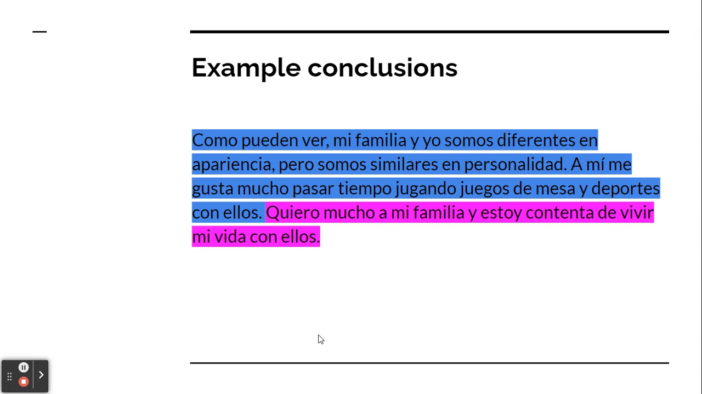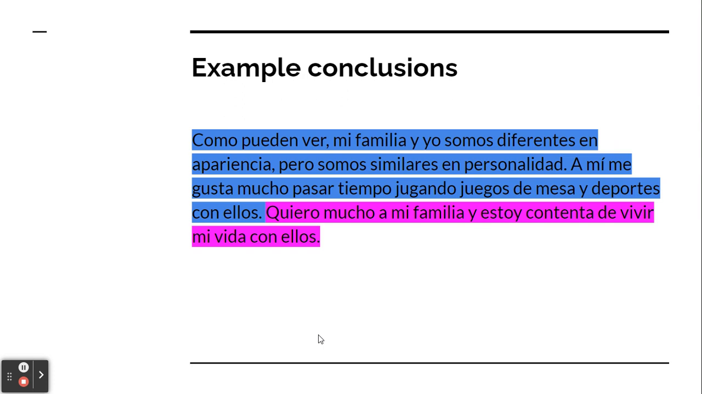Como pueden ver, as you can see, mi familia y yo somos diferentes en apariencia, in what we look like, pero somos similares en personalidad. A mí me gusta mucho pasar tiempo jugando juegos de mesa y deportes con mi familia. Quiero mucho a mi familia y estoy contenta de vivir mi vida con ellos.